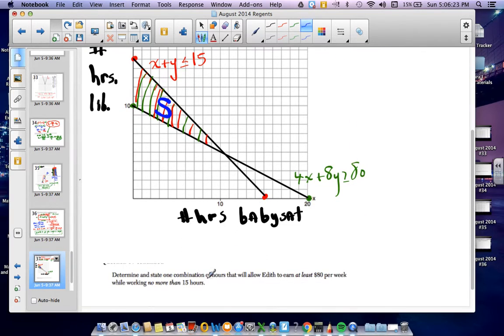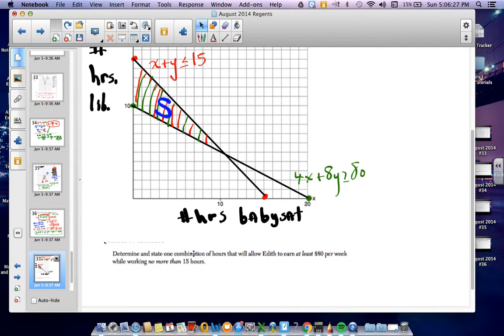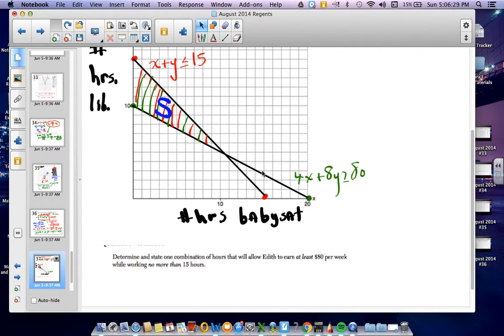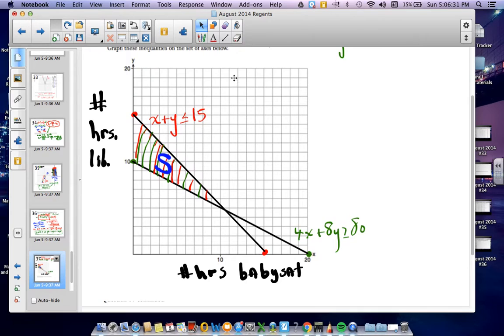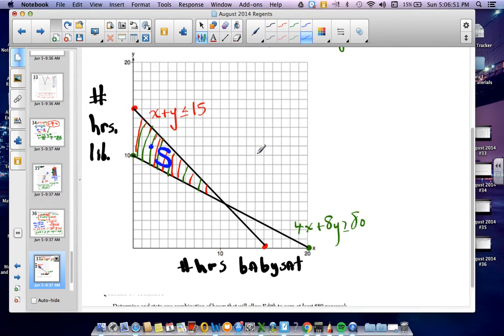Okay, and now let's scroll down. One last follow-up question here. State one combination of hours that will satisfy the original scenario. And it's a good thing we labeled the solution region. Basically, we just have to pick out one value in here. So I wouldn't get too close to the boundary line. Pick something nice in the center. So I'm going to go right here. So that would be 2 hours of babysitting and 11 hours at the library.